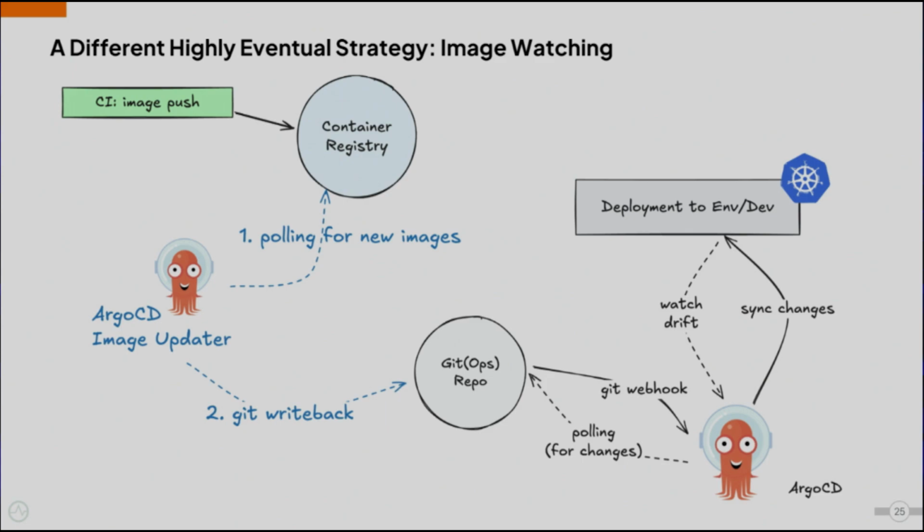So again, coming back to the diagram, you poll for updates. When there is an update, Argo itself can write back to your GitOps repository, right? And once that is updated, the flow that we had in the previous diagram kicks into place, and it gets deployed, right? So you're stepping back a bit more in configurations like this.